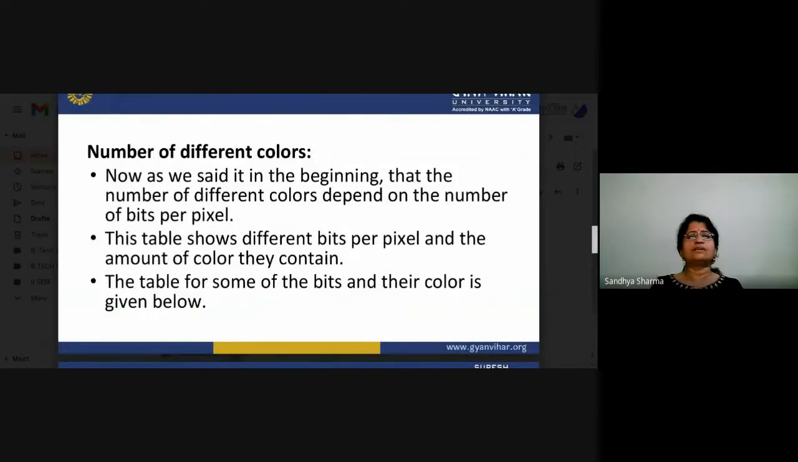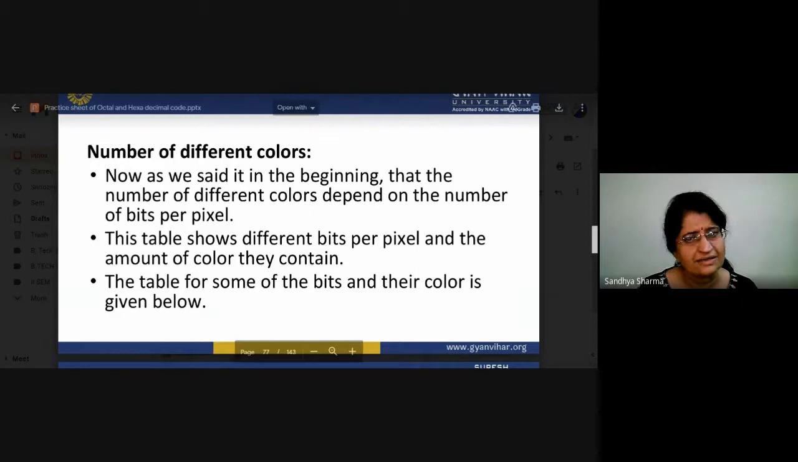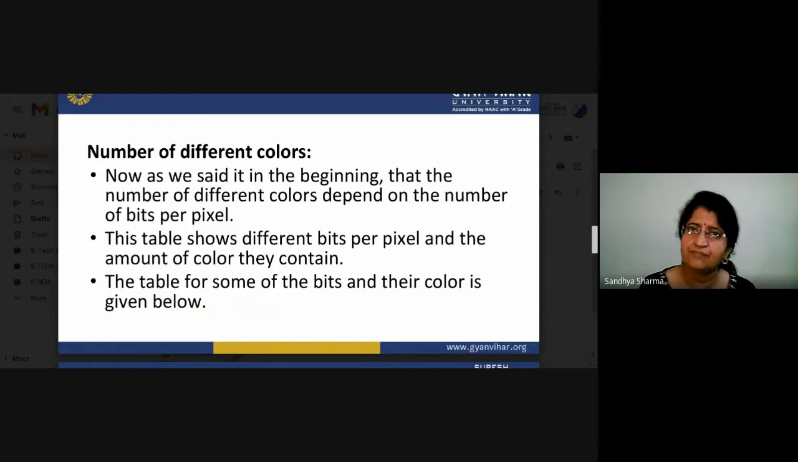Now what about the relationship with the number of different colors? The number of different colors depends on the number of bits per pixel. It is the same thing. If you are representing your pixels with 3 bits, there are 8 combinations, because 2 to the power 3 is 8. So you have 8 different colors, and you can use 8 different colors for representing your image. That is the point: if you increase the number of bits, you have a larger number of combinations, and you can use that many different colors to represent your image.